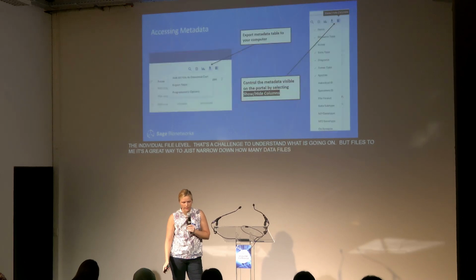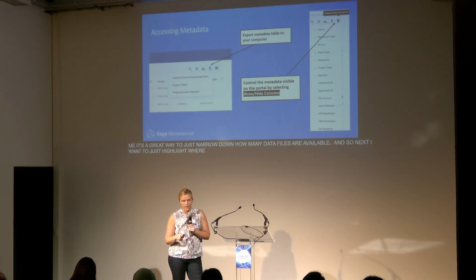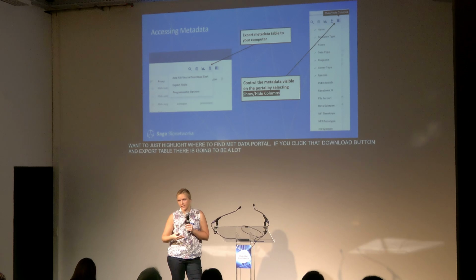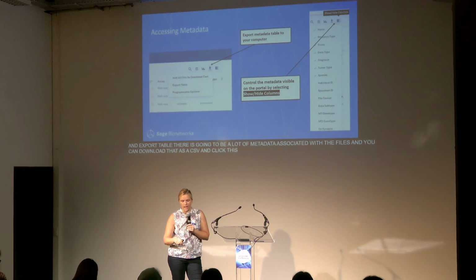And so next, I want to highlight where to find metadata. If you click that download button and then you click export table, there's going to be a lot of metadata that's associated with those files, and you can download that as a CSV, and you can also click this show/hide columns on the right side, and it will list out all of the metadata that's been submitted.